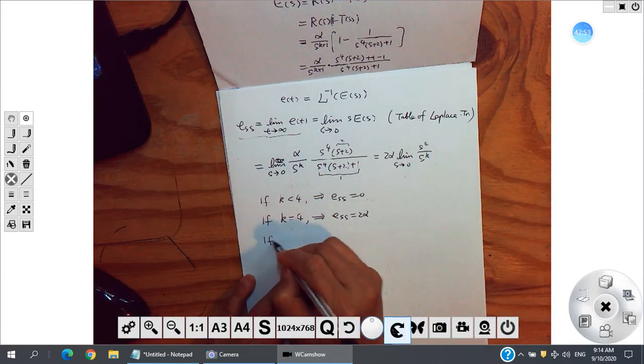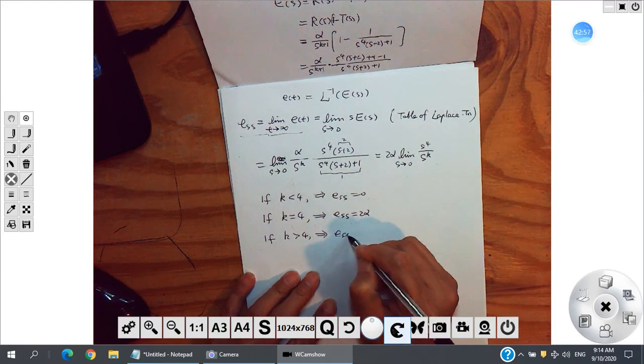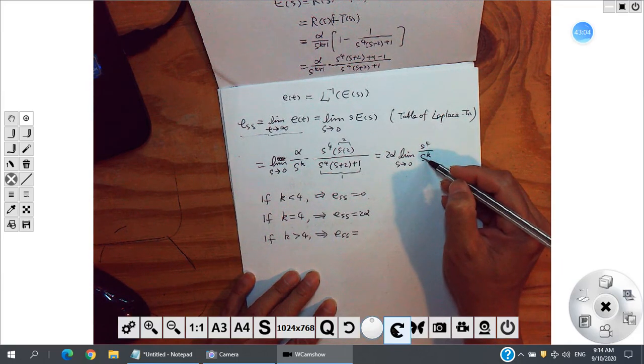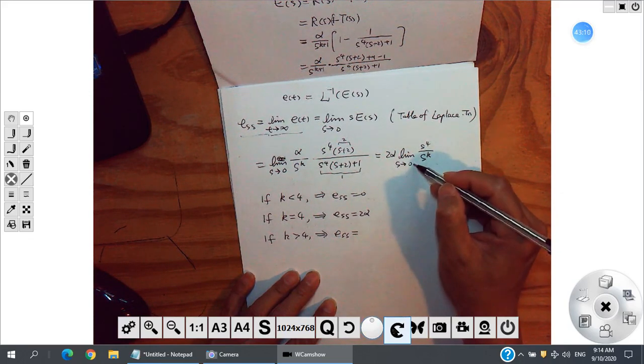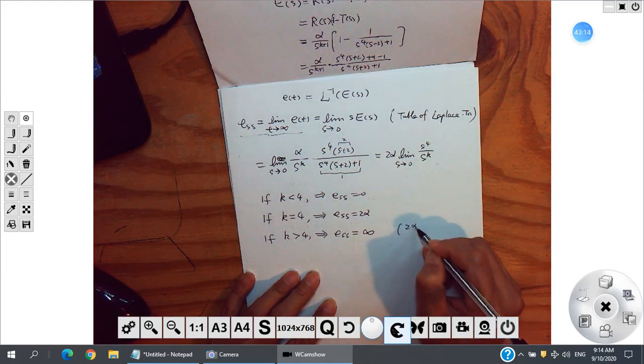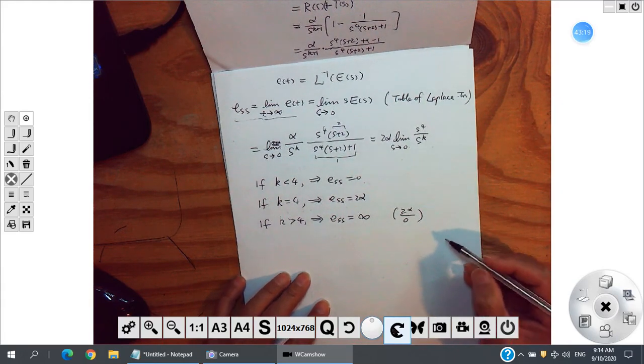If K is larger than 4, the error is infinite. S to the fourth is cancelled, but in the denominator you still have some S. So it is 2 alpha over that S, and as S tends to 0, it's infinite. Infinite, 2 alpha over 0. Now we know the type.